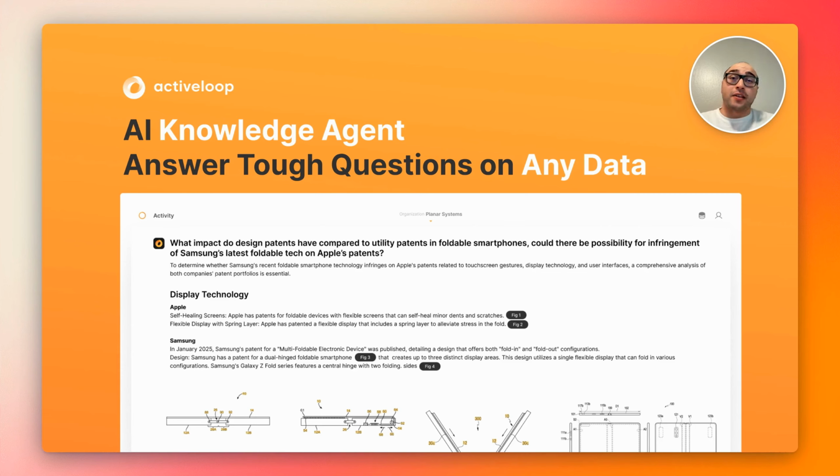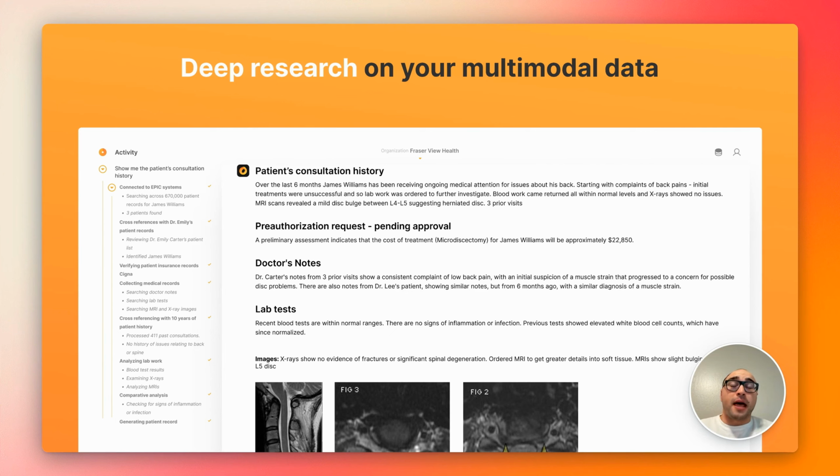Today we're excited to release Deep Lake AI Knowledge Agent that is capable to conduct deep research on your multimodal data and answer any question you might have. We're truly multimodal. That means that we're actually able to extract much more insights than just text from your data. For instance, if you upload a PDF, we will be able to get information from the figures or the images or the tables that are included there.